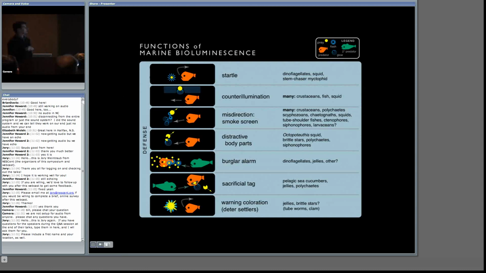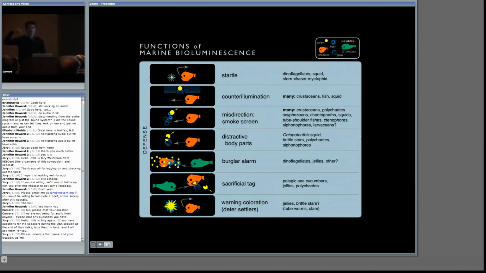I've tried to summarize a bunch of the functions that bioluminescence serves, just to show you the diversity of things that organisms use it for. You can use it to startle. You can use it as camouflage, which I'll show you some video of in a second.